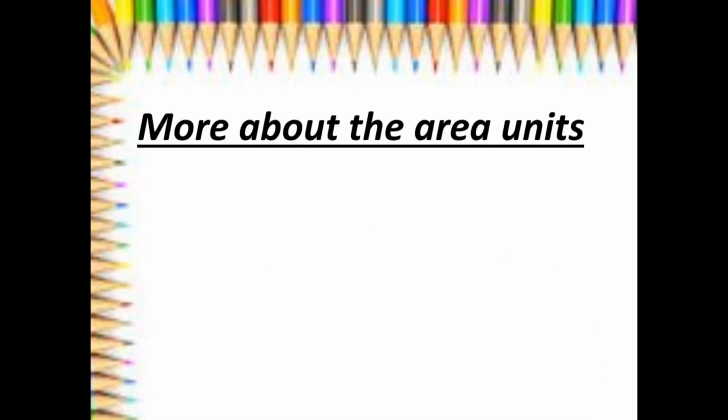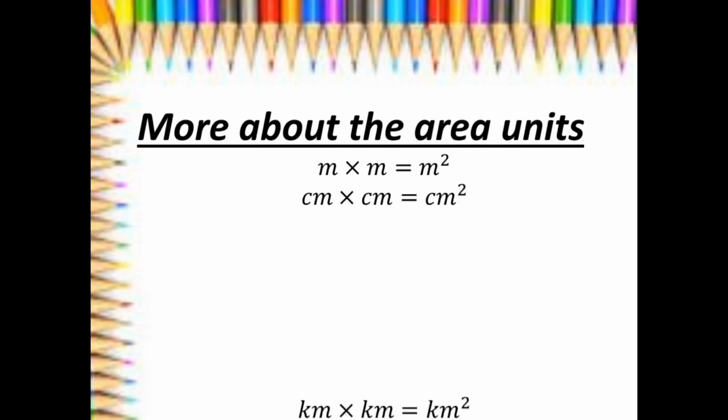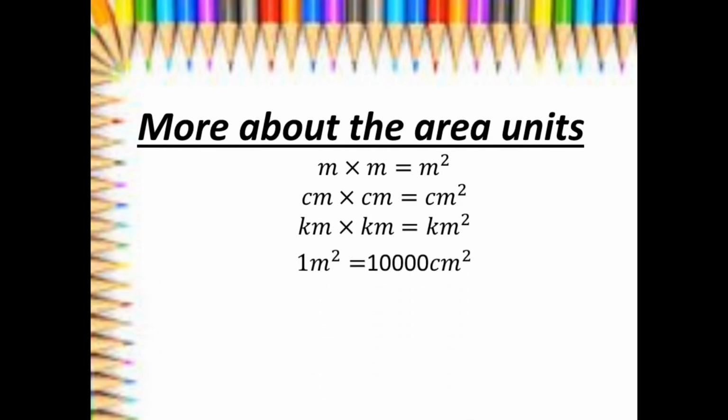Now let us learn some more about the area units. Meter multiplied by meter is equal to meter square. Centimeter multiplied by centimeter is equal to centimeter square. Kilometer multiplied by kilometer is equal to kilometer square, and 1 meter square is equal to 10,000 centimeter square.